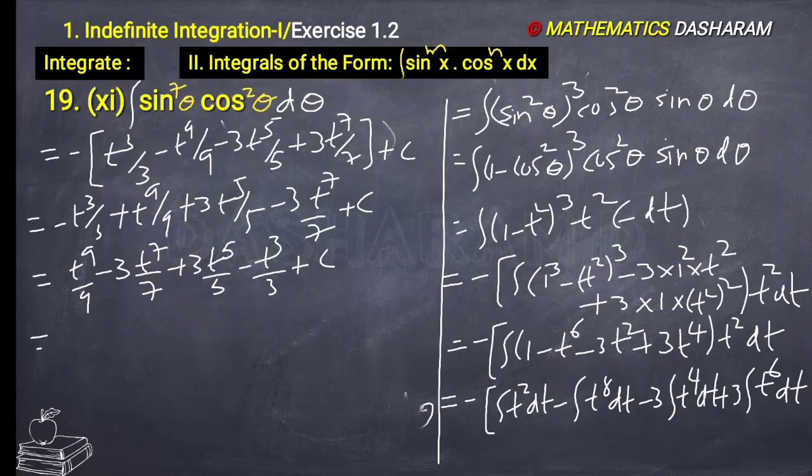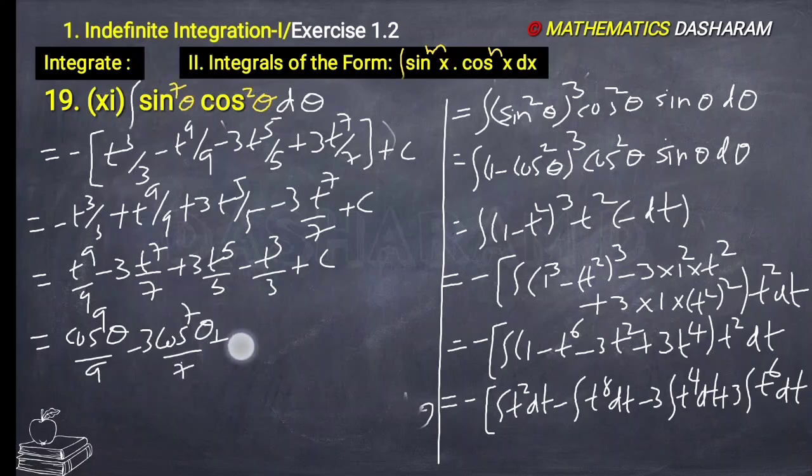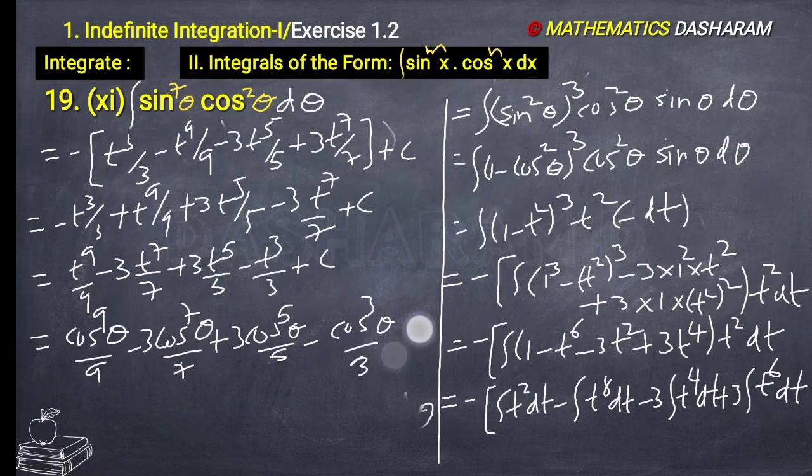So the t value is how much? Cos theta is the t value. So cos to the power of 9 theta by 9 minus 3 into cos to the power of 7 theta by 7 plus 3 into cos to the power of 5 theta by 5, so minus cos cube theta by 3 plus c is our required answer.